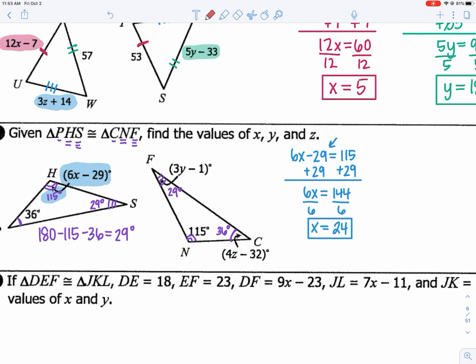So our next one, let's solve for y. 3y minus 1 is equal to 29. So 3y minus 1 equals 29. We know it's 29 because we found the 29 by subtracting 115 and 36 from 180. So now add 1 to both sides to isolate the 3y. 3y equals 30. Divide by 3, and you'll get y equals 10.